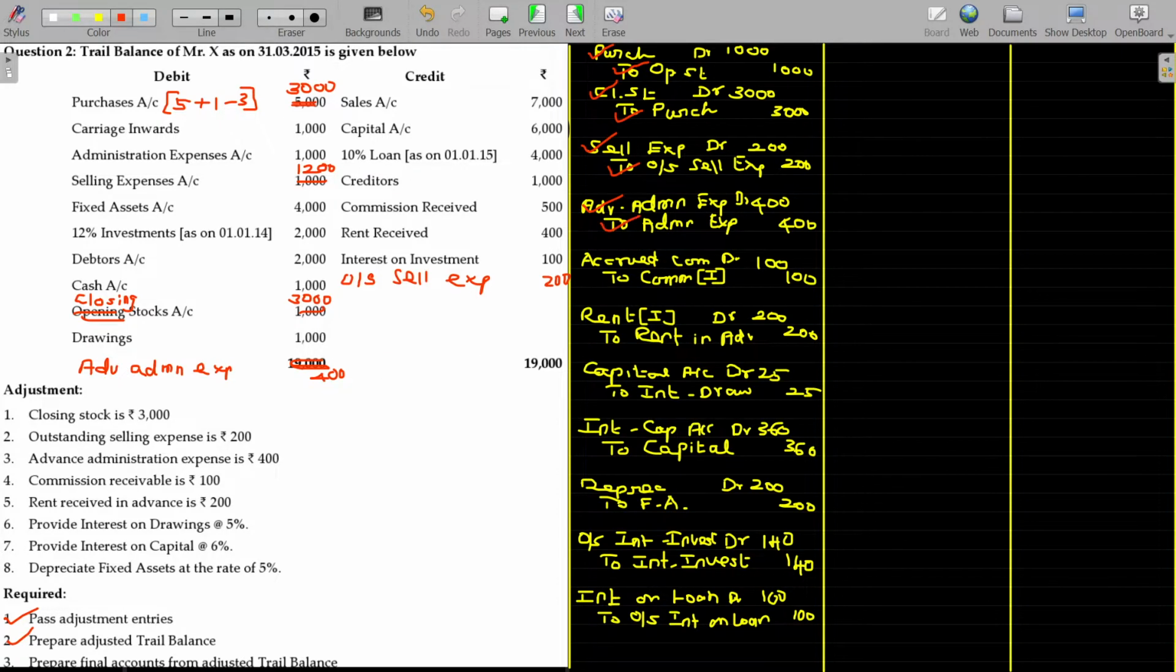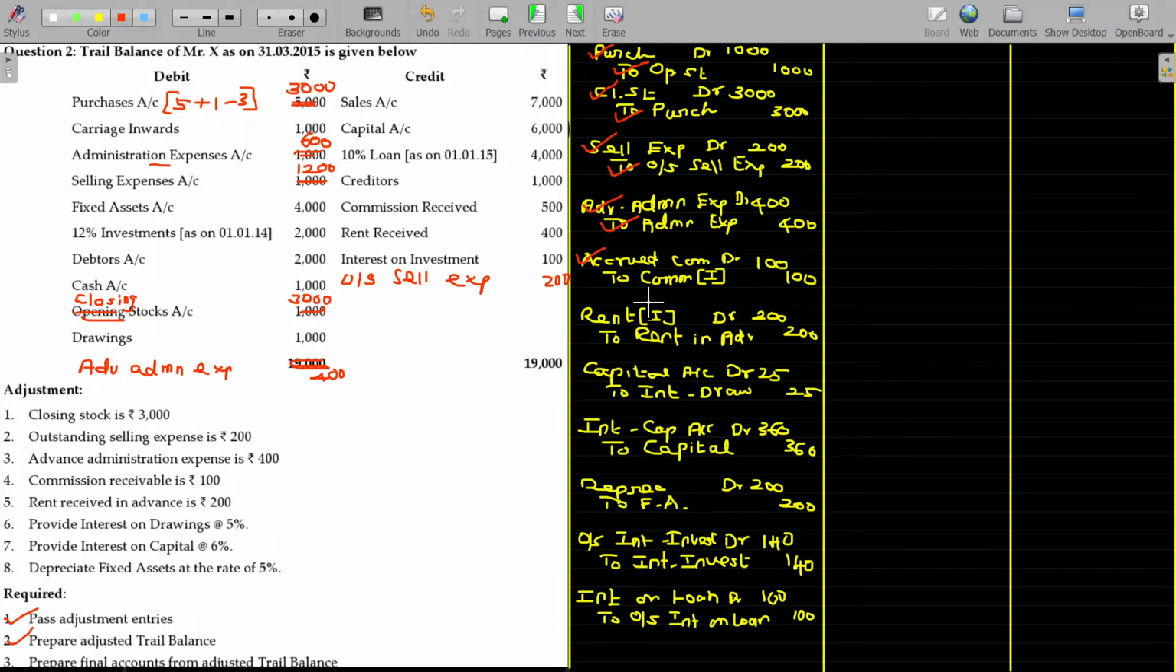Then admin expenses 400 rupees in the credit side. Already we have admin expenses 1,000 rupees in the debit side. Because of this journal entry, it's a credit, it should be subtracted. After subtracting that, administration expenses hereafter only 600.